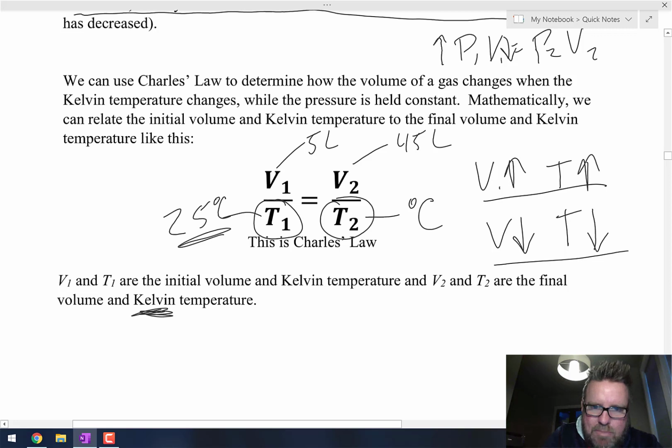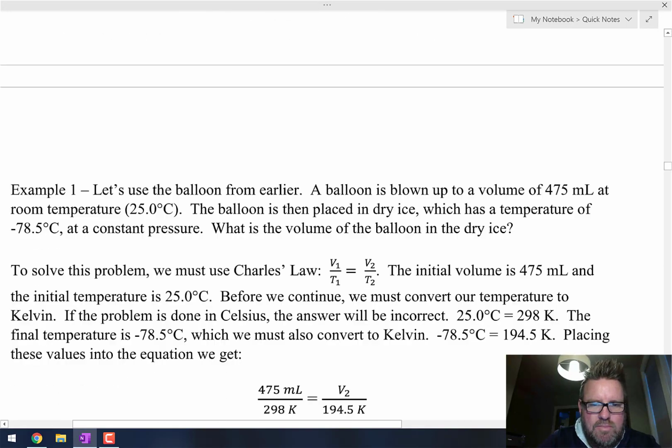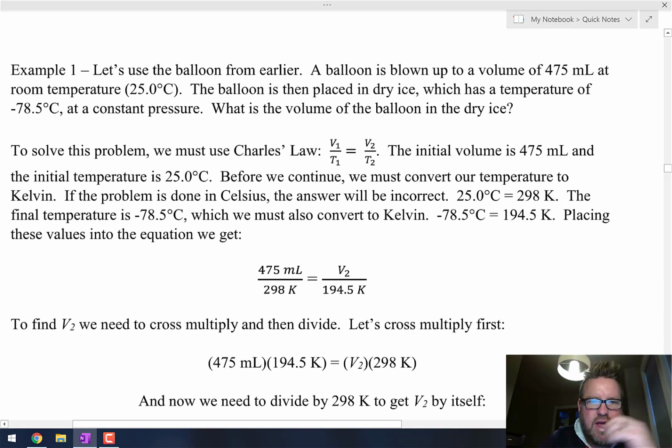So temperature in Charles' law must be in Kelvin when you're doing the actual math. Okay, let's take a look at what this looks like. So let's use that balloon from earlier. A balloon is blown up to a volume of 475 milliliters. Okay, so that's my initial volume.